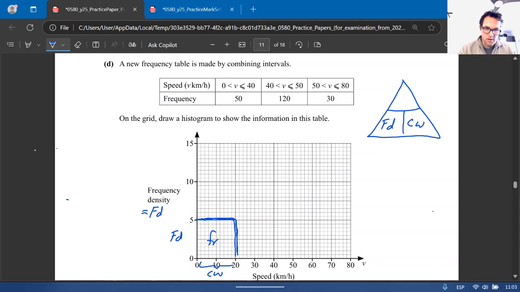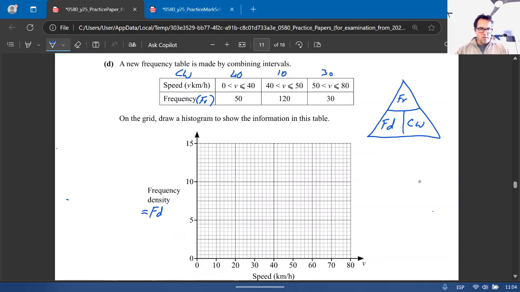Class width. This class width here is 40. There from 40 to 50 is 10. 50 to 80 is 30. That would be the class width. Multiply them together and it should give you the frequency. Okay, so let's do this correctly.